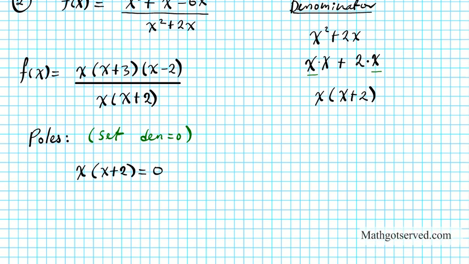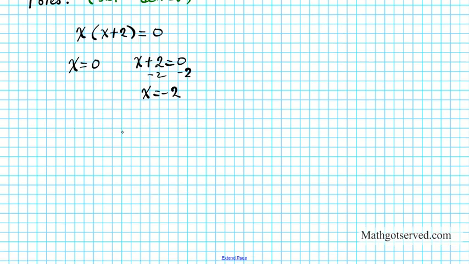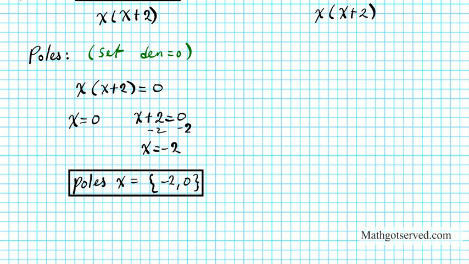To solve this, use the zero product property: x equals 0, or x plus 2 equals 0. This one has already been solved, and this one can be solved by subtracting 2 from both sides. So you have x equals negative 2. So our poles are given by x equals negative 2 and 0. Okay? Now let's talk about the discontinuities.